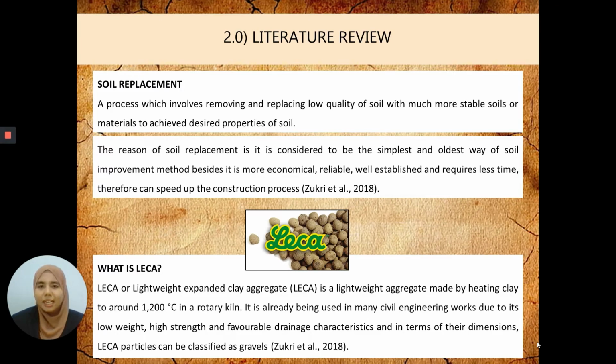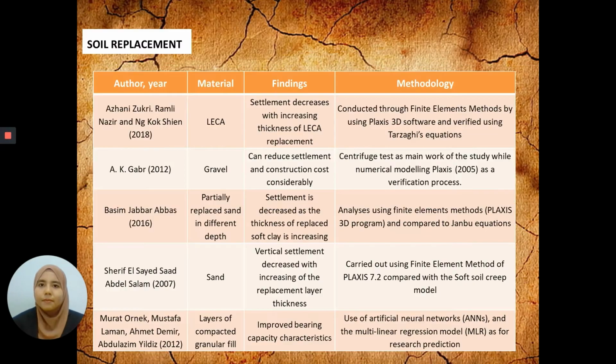Okay, what is leka? Leka, or lightweight expanded clay aggregate, is a lightweight aggregate made by heating clay to around 1200 degrees Celsius in a rotary kiln. It is already being used in many civil engineering works due to its low weight, high strength, and favorable drainage characteristics. And in terms of dimension, leka particles can be classified as gravel.